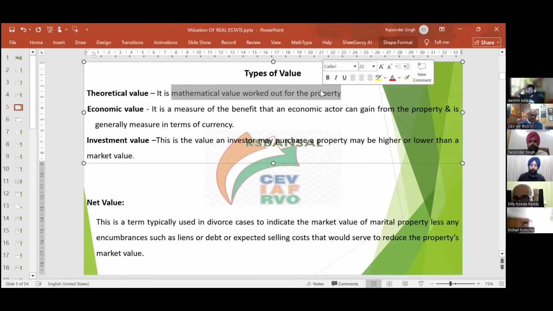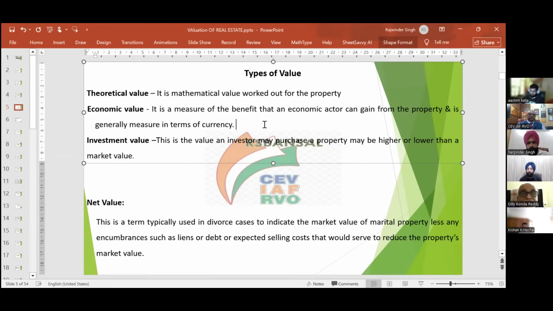So what is mathematical value? You calculate the cost of land, you calculate the cost of construction, you add both of them, and you say it is value. So it is not value. It is basically cost. See the difference. You have been calculating cost so far, not the value. This is theoretical value, you can say. Clear? What is theoretical value? Any doubt about that?